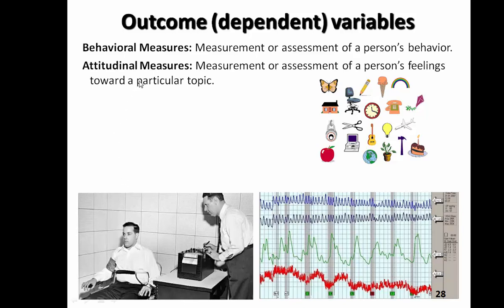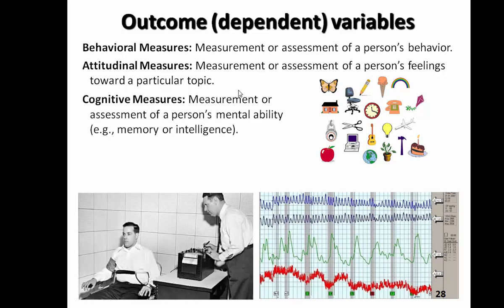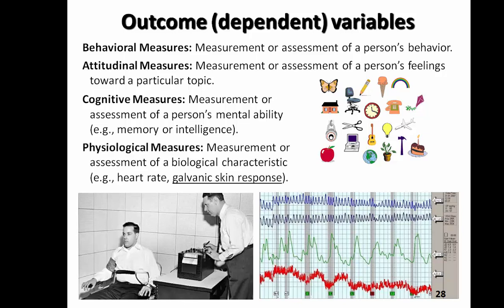Attitudinal measures, which are often obtained through questionnaires or surveys, measure a person's, as simply as the term indicates, their attitude or their feeling toward a particular topic. Cognitive measures are those that assess memory or intelligence, and physiological measures are those that assess some biologically observed characteristic. And we'll take a look at two of the examples here on the right-hand side.